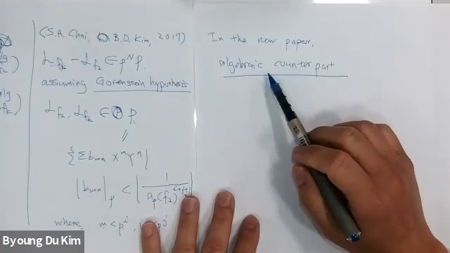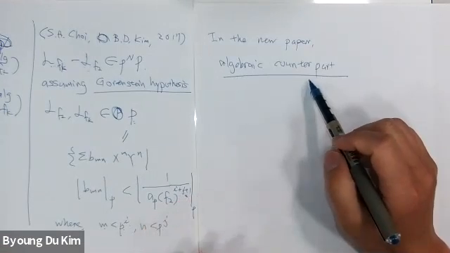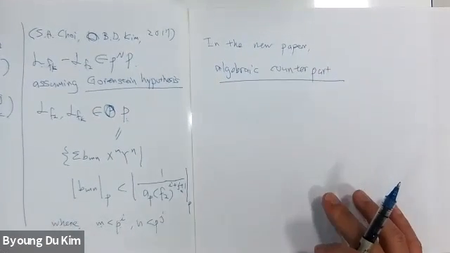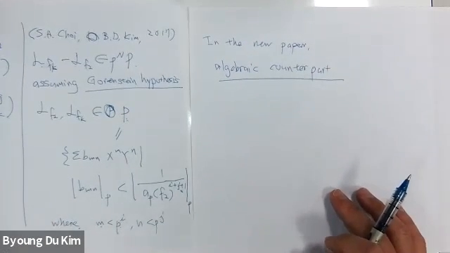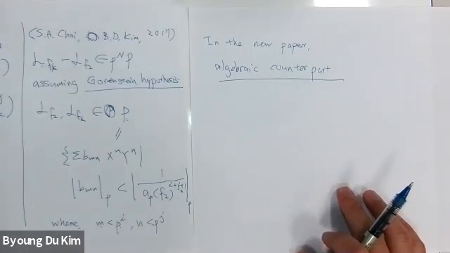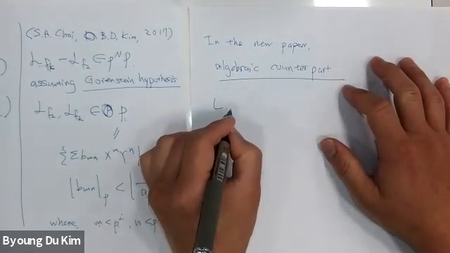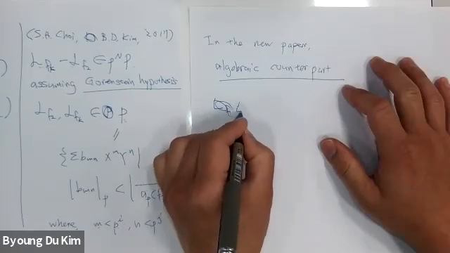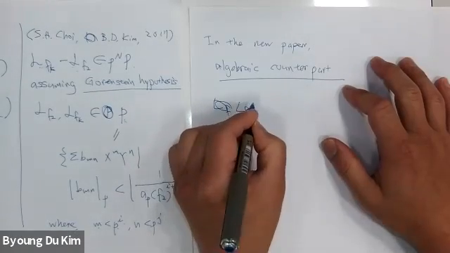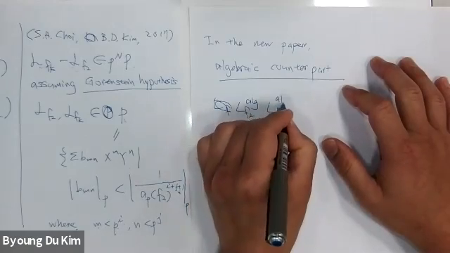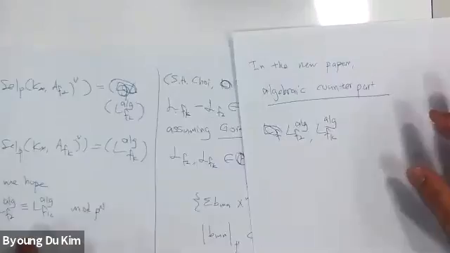Okay, now back to the algebraic counterpart. We don't have to assume any Gorenstein hypothesis, thankfully. Anyway, so what we did, first I had to construct p-adic L functions.